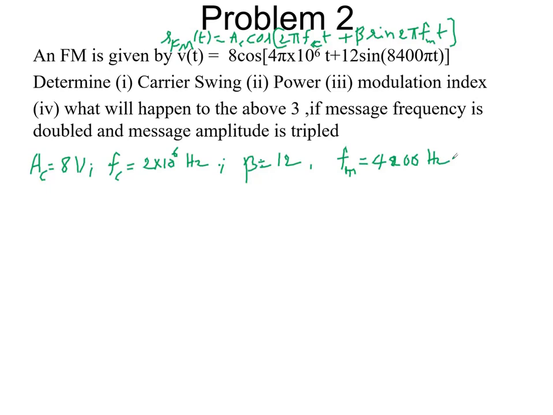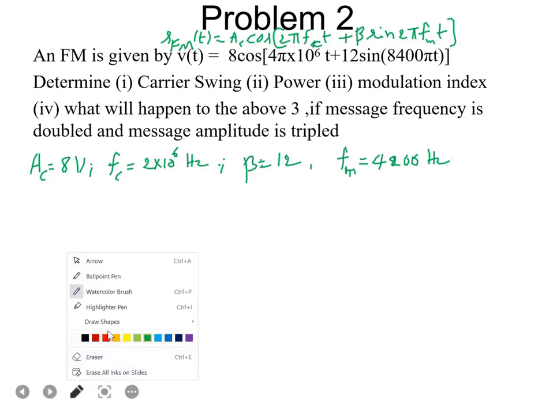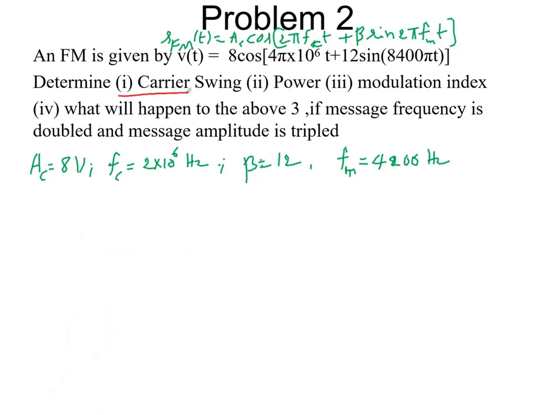After you compare this, what are the different things asked for you? You need to understand. The first and foremost one is the carrier swing. And from our discussions, we know that the carrier swing is represented by 2 del f. And what is the relationship between beta and del f?